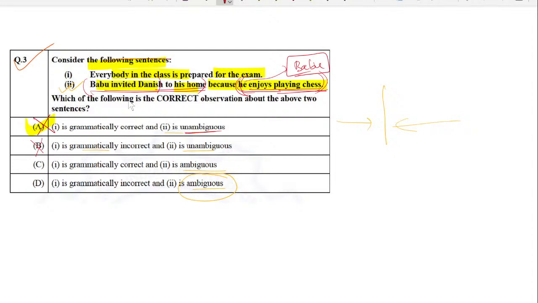Now we see the first sentence. We have to check whether sentence 1 is grammatically correct or not. Everybody in the class is prepared for the exam. Yes, this is a correct statement. There is nothing incorrect in the grammatical part, so this is grammatically correct and the second is ambiguous. So clearly option C is the correct answer of this problem, and D is incorrect.